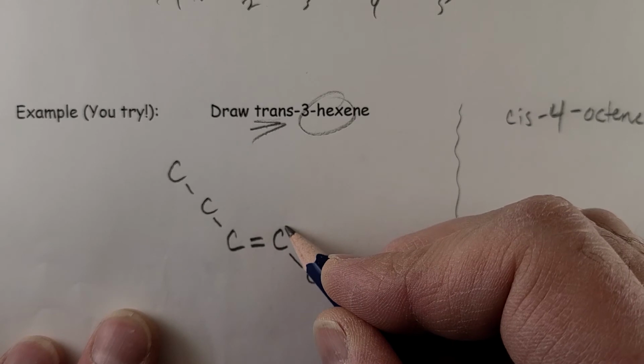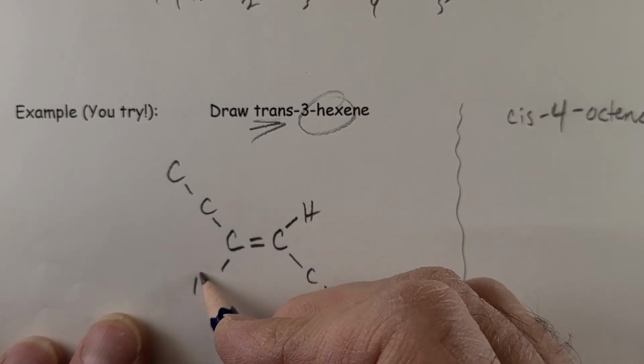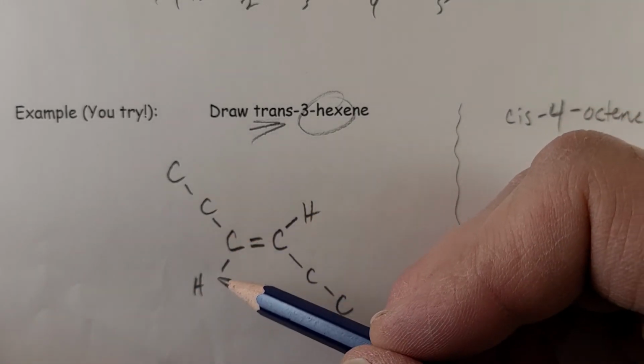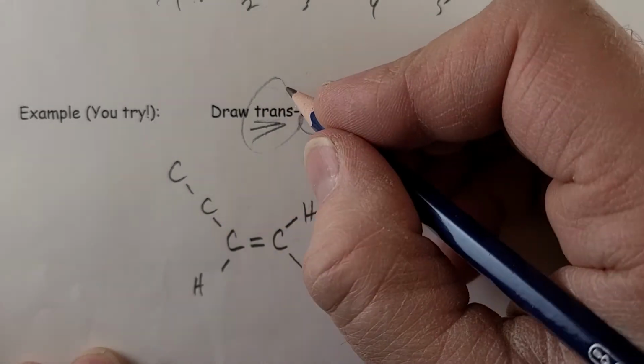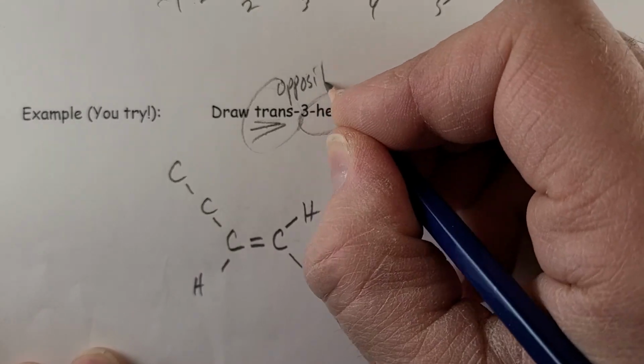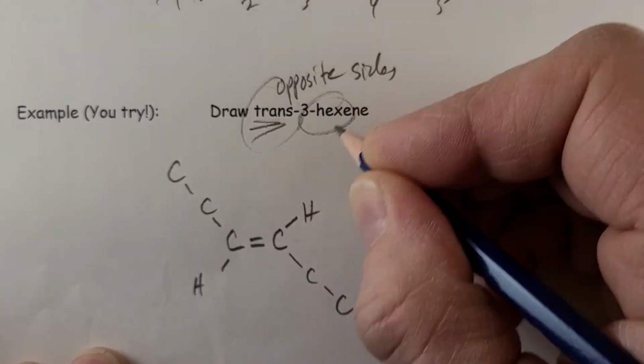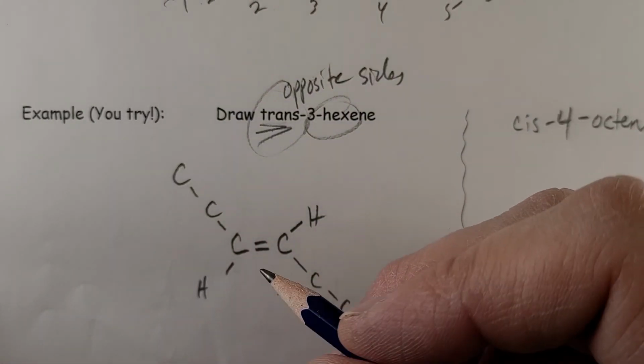And then what's going on over here? Just an H and an H. I could have drawn this other way. I could have these carbons going down and this one going up, as long as they're on opposite sides. Opposite sides of the double bond, it'll be a trans version.